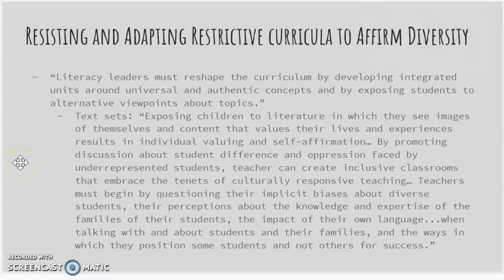teachers and I think students have to question their implicit biases about diversity, their perceptions about the knowledge and expertise of the families that their students have, the impact of their own language when talking with students and about students and their families, and the ways in which they position some students and not others for success.